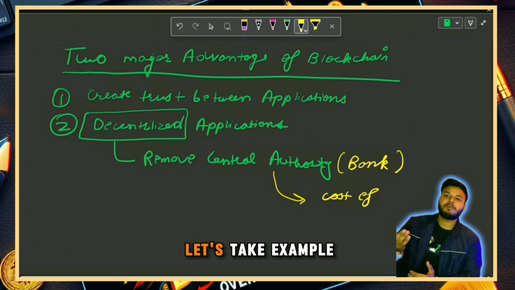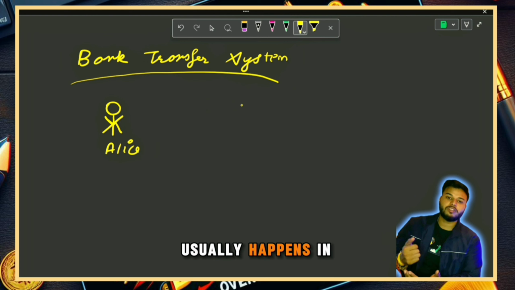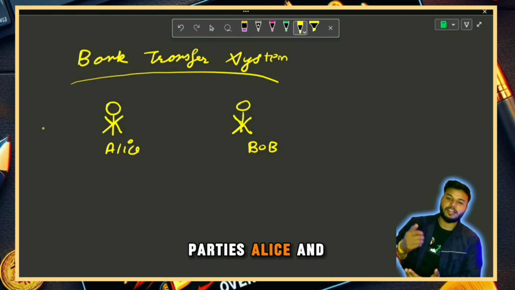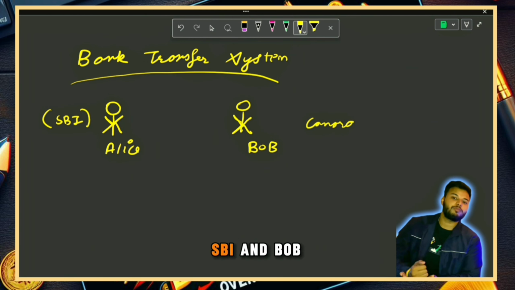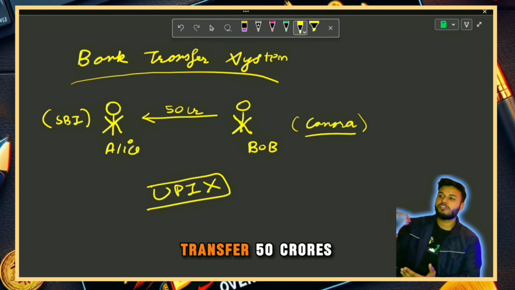So let's take an example of a bank transfer itself. How does a bank transfer usually happen in real life? Let's say there are two parties, Alice and Bob. Now Alice has an account in SBI and Bob has an account in Canara Bank. Let's say Bob wants to transfer 50 crores to Alice.